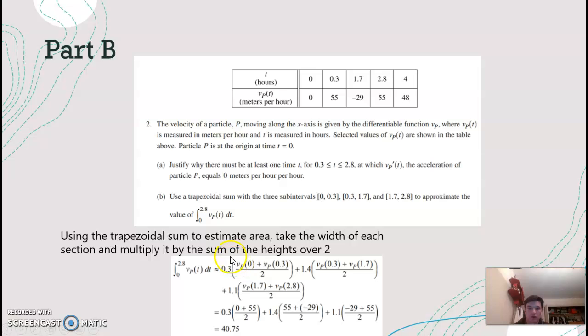So we just plug it in. We have the width of each one. We plug in the value f of 0 plus f of where the next section ends, and then we divide that by 2, and we add those all together, and then we come out to 40.75, and that'll be the answer for that equation. So this is how to approach this problem, and just to identify it and go through different methods, and just remembering how to calculate each part of the question.